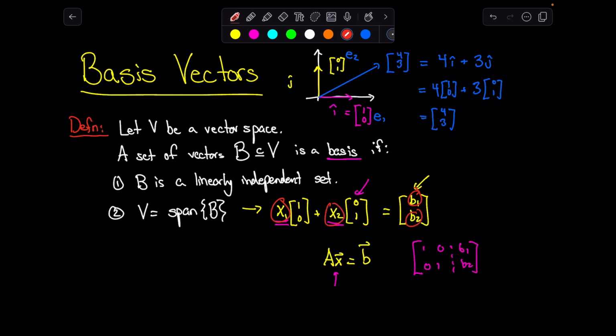And then the fact that these are linearly independent is pretty straightforward. The fact that we have 2 pivots in a 2 by 2 matrix means we have no free variables, thus linearly independent. And so, why do we care about basis vectors?